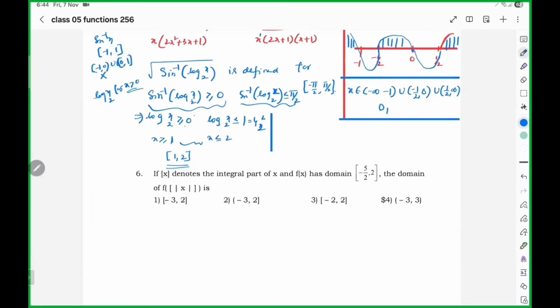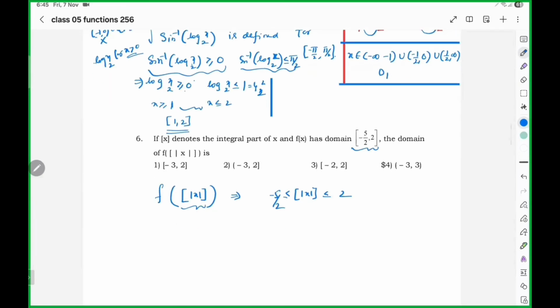So this is another good question. f of x has a domain. Then he is asking the domain of the integral part of mod x, like this. The function domain is this, which means the integral part of mod of x must lie between -5 by 2 and 2.